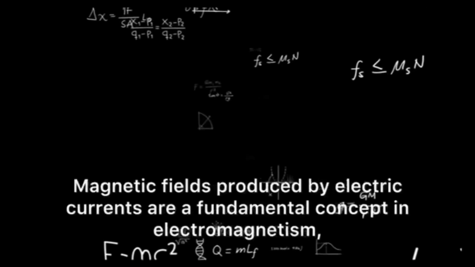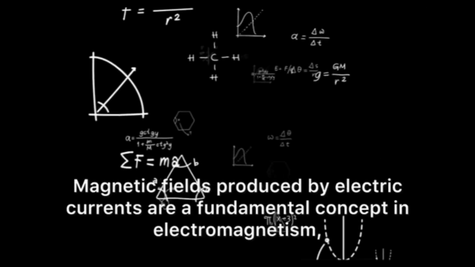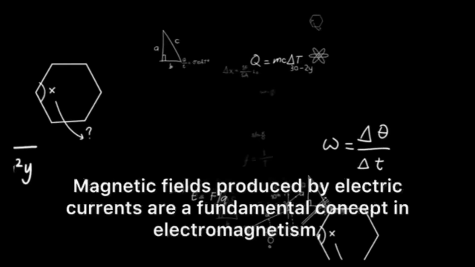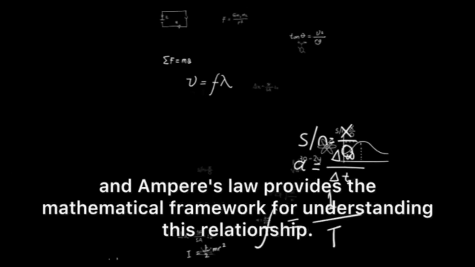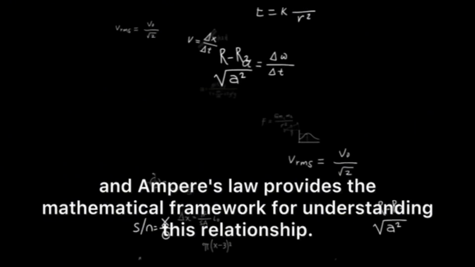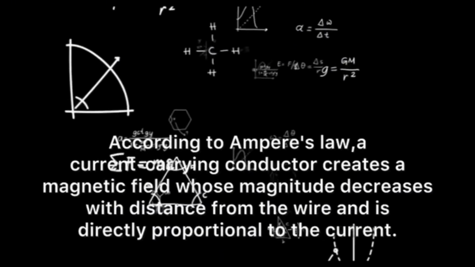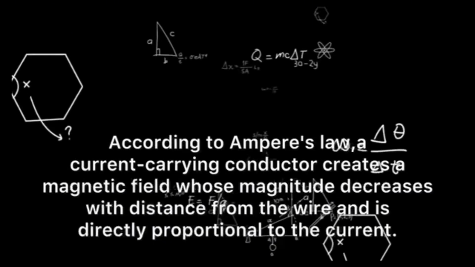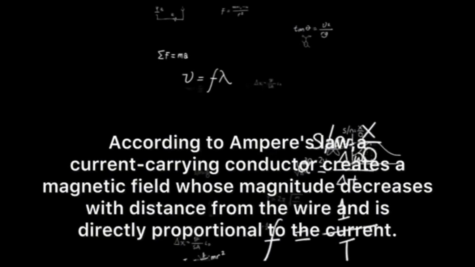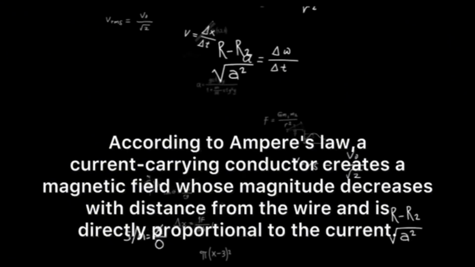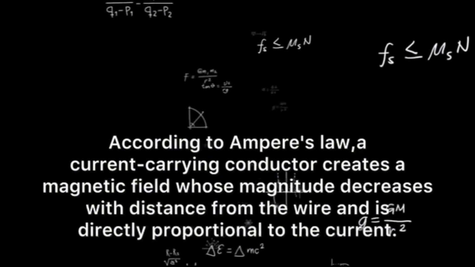Introduction. Magnetic fields produced by electric currents are a fundamental concept in electromagnetism, and Ampere's law provides the mathematical framework for understanding this relationship. According to Ampere's law, a current-carrying conductor creates a magnetic field whose magnitude decreases with distance from the wire and is directly proportional to the current.